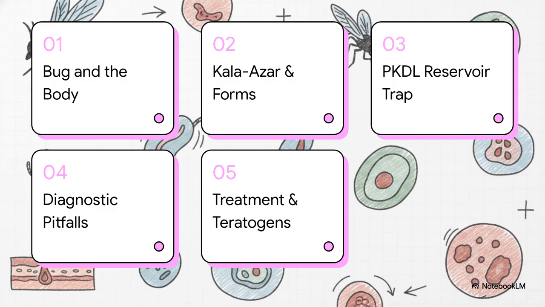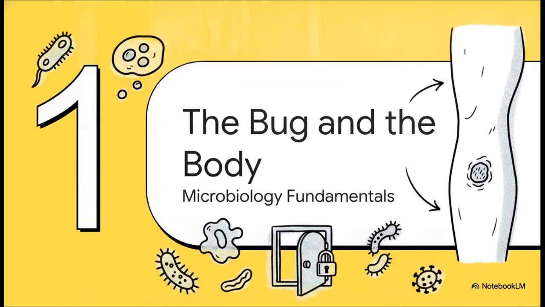Okay, here's our game plan for today. First, the bug and the body. Then, Kala-Azar and clinical forms. After that, the PKDL reservoir trap. Then we'll hit dangerous diagnostic pitfalls, and finally, treatment and teratogens. Section 1. The bug and the body.